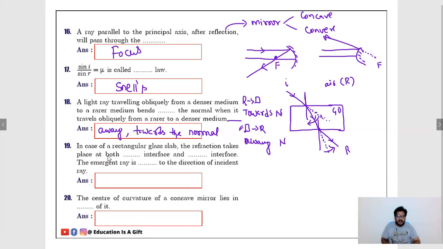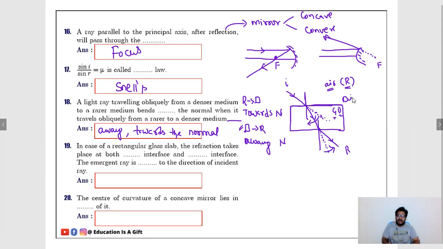19. In case of a rectangular glass slab, the refraction takes place at both dash interface and dash interface. The emergent ray is dash to the direction of incident ray. So here, in case of a rectangular glass slab, the refraction takes place both at, you see, this is the line which is separating both mediums. Here we have rarer medium, denser medium. Rarer medium is air, denser medium is glass.